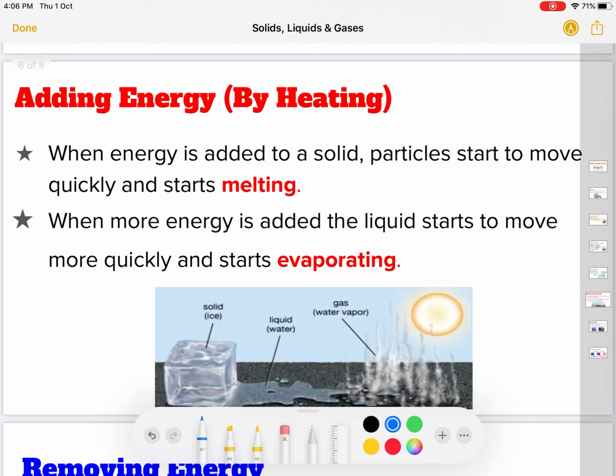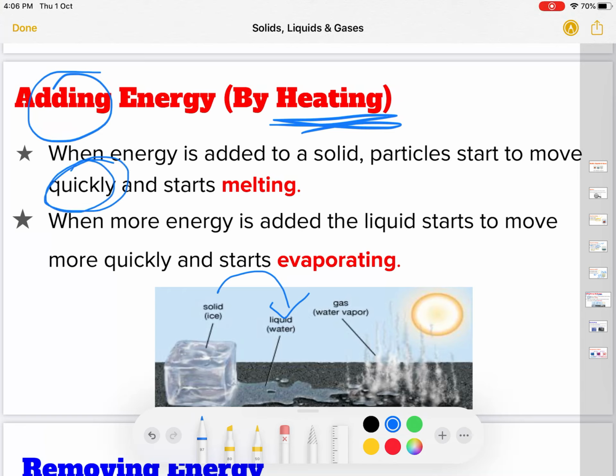Now we want to talk about how matter moves from one state to another. Let's say from solid to liquid. Concentrate on the picture. The ice changed into water. How? By heating. So when you heat something, you actually add energy. When we add energy to ice, it will start melting. The particles start to move faster and faster and faster. That's why it melts.